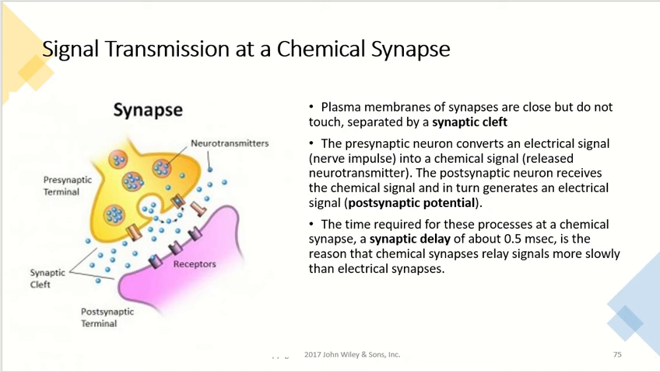That's our postsynaptic potential. So the time required for these processes at the chemical synapse to occur is called a synaptic delay, and it's going to be about half a millisecond. And this is going to be the reason that the chemical synapse is going to be a little bit more slow than our electrical synapse.